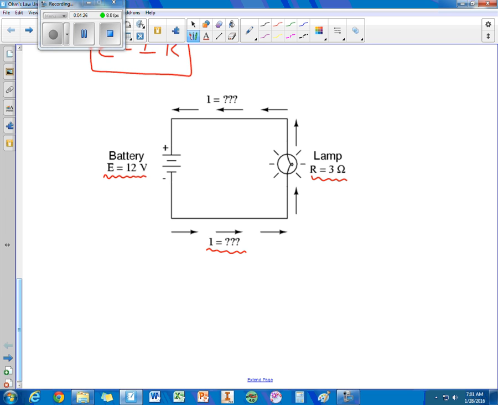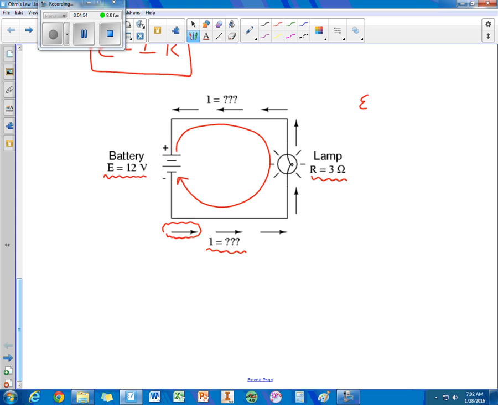Now, the current traditionally flows from the positive terminal back to the negative terminal. The way we originally defined current was the path that a positive charge would flow. However, we know that the electrons are actually going from the negative terminal to the positive terminal. That stuff's not too important. So let's calculate how much current is in the circuit.